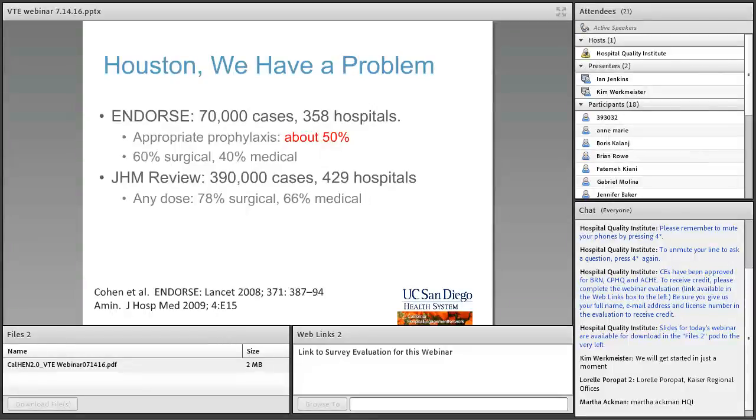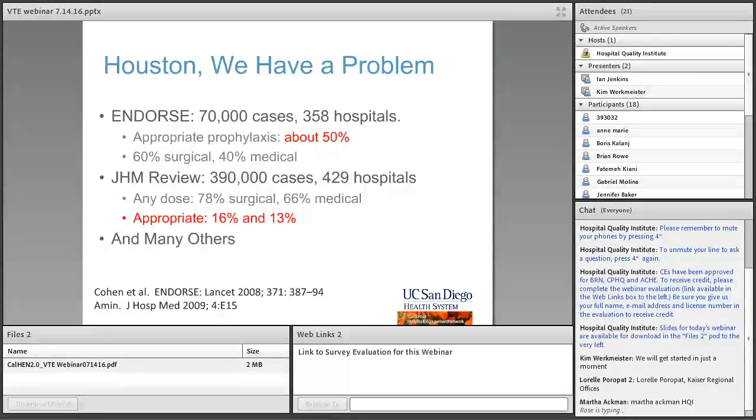And a review done in the Journal of Hospital Medicine looked at a huge number of cases, almost 400,000, 429 hospitals, and they found that many patients got some dose of prophylaxis, so almost 80% of surgical and about 2/3 of medical patients. But what they found was that only 16% of the surgical and 13% of the medical patients actually got appropriate prophylaxis. So the right drug every time it was needed throughout their hospital stay, discharged on the right thing if that's applicable. So we have a long way to go. These are just two examples.